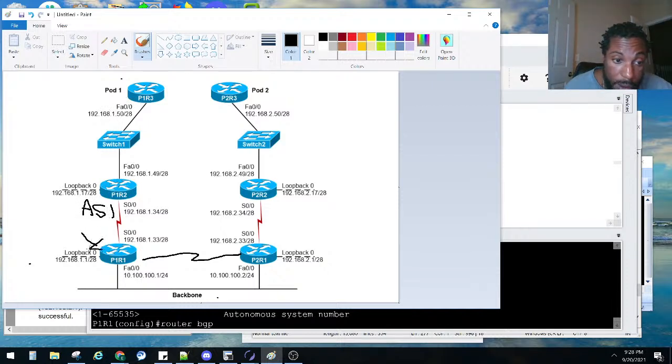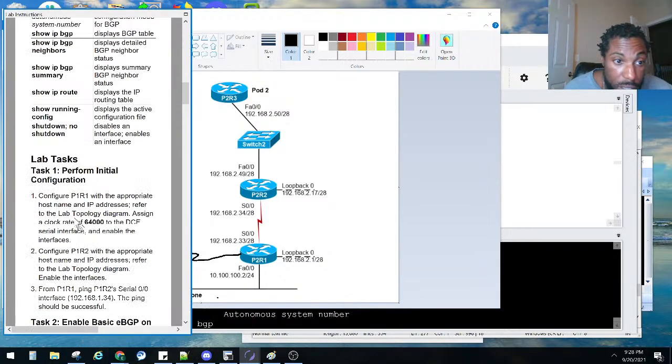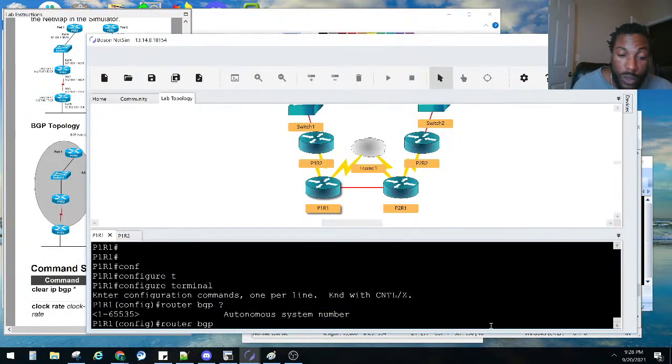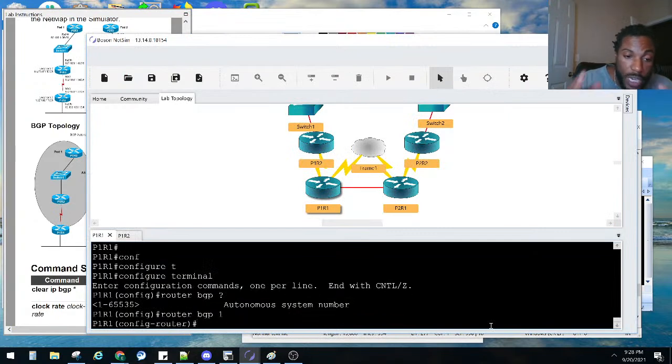We're working on this guy right here, right? My AS is AS1. I'll show you again, we'll go to this map. AS1, right? This side is AS2. So remember that. So we do that in AS1, and then we'll be in router config mode for BGP. So now they want us to define who our neighbor is in this case.